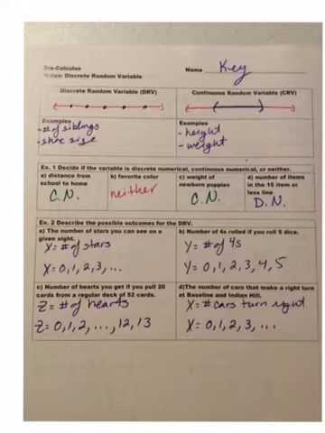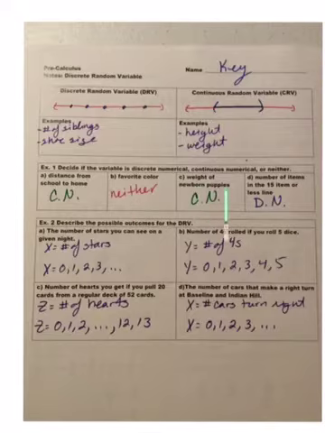All right, so example 1, decide if the variable is a discrete numerical variable, a continuous numerical variable, or neither. So distance from home to school, that would be a continuous numerical variable, because depending on the person, they could be any certain amount of distance from school to home. Favorite color is neither. That's not a numerical response. So red is not a number. Purple is not a number.